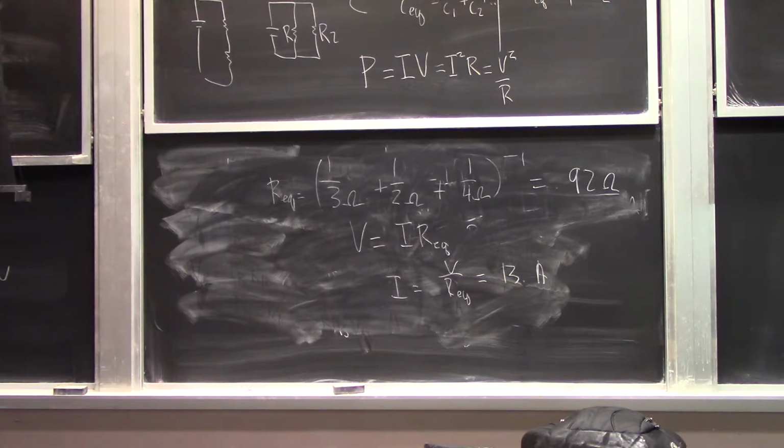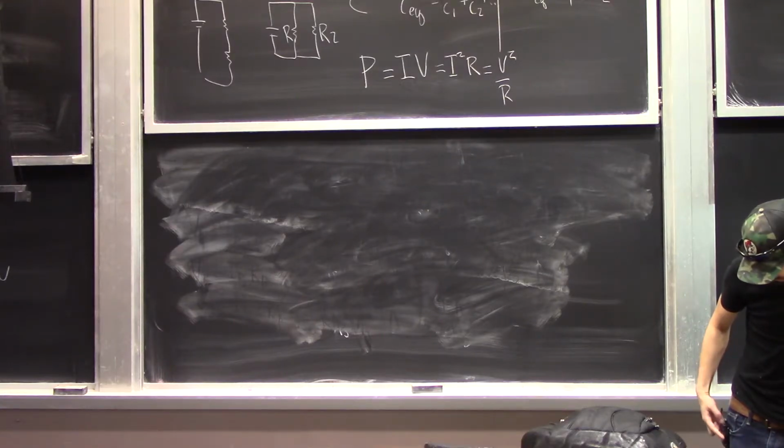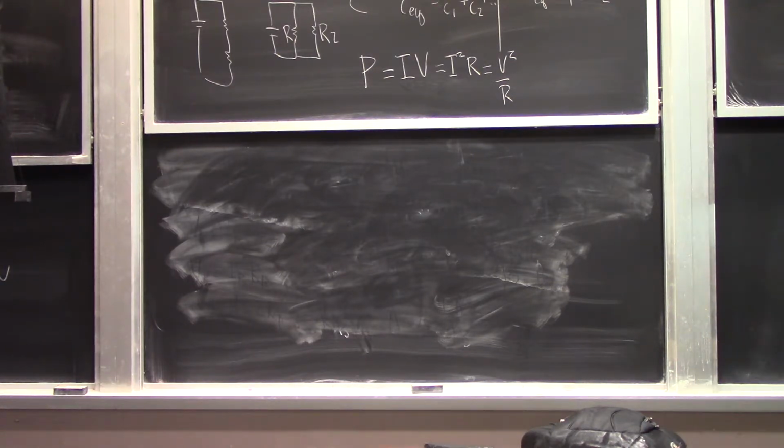Now let's look at the next question. So now what we'd like to do is consider what the difference in electric potential is across each resistor and how that compares to each other. So go ahead and talk about this one. Okay, so let's talk about this one.